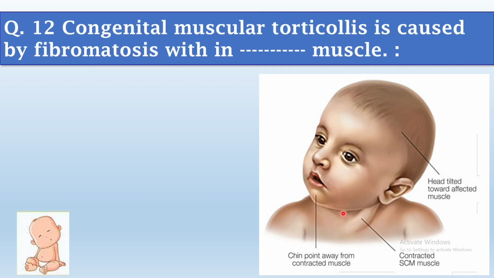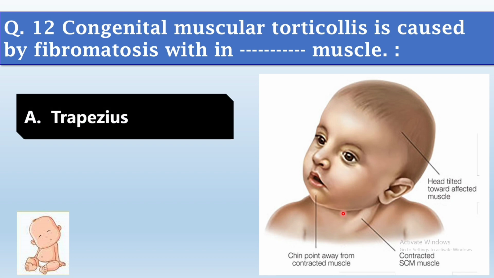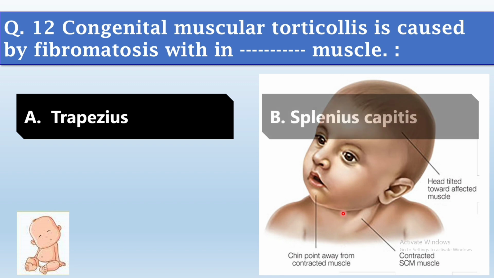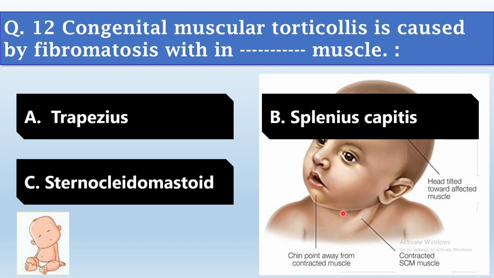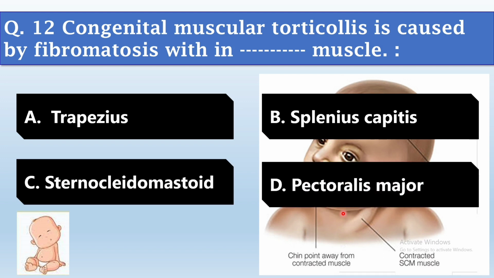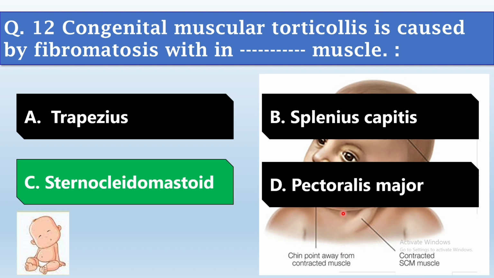Question number 12. Congenital muscular torticollis is caused by the fibromatosis in the blank muscle. Option A trapezius, option B splenius capitis, option C sternocleidomastoid, and option D pectoralis major. The answer is sternocleidomastoid, SCM muscle.